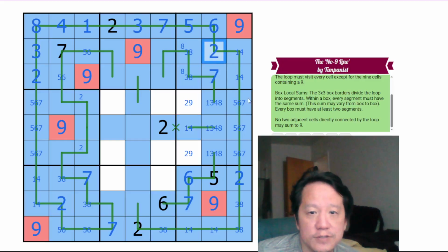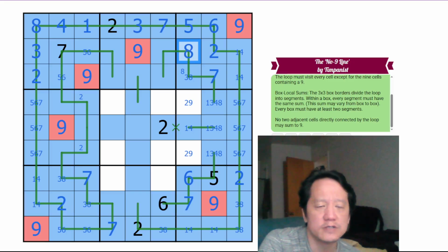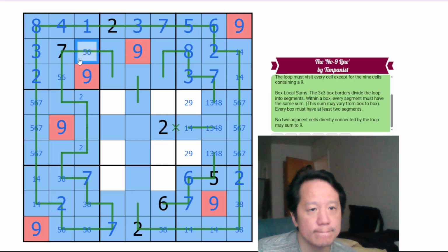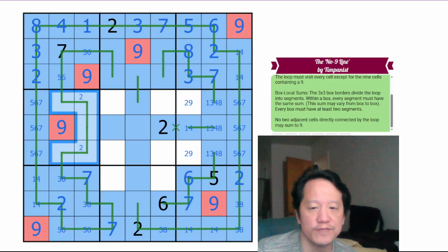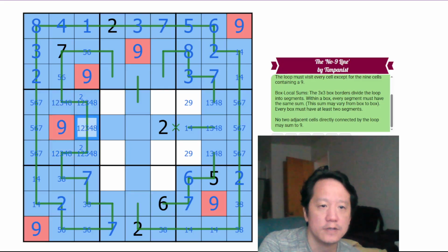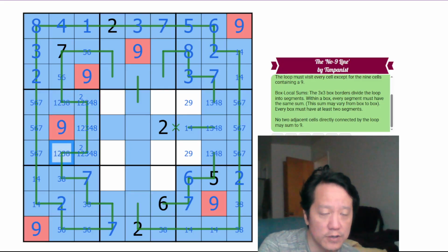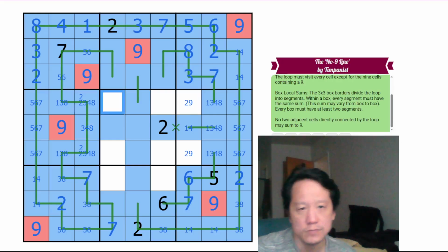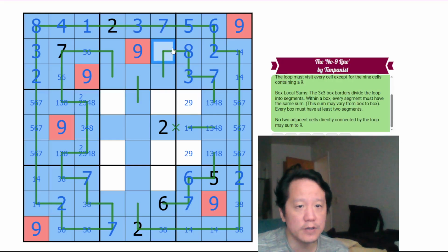Okay, 3 eliminates 3 here, so this is 8, which makes this 3. This must be 1, 2, 3, 4, 8. No 4 here, no 4 here, no 2 here, no 2 here. No 1s here. 2 can't be here because of 2 in the row. Eight cannot be either of these.